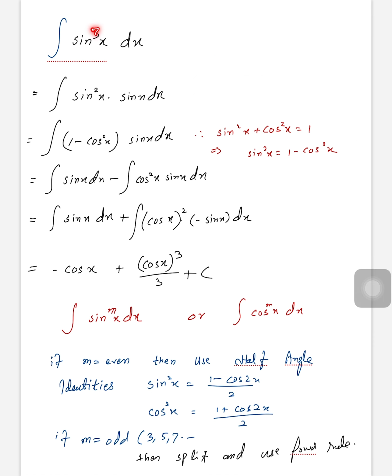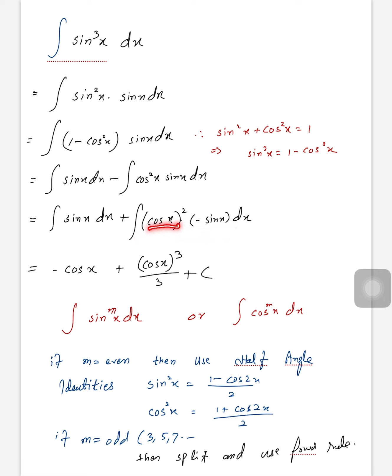Now if the power of sine is odd, what will you do? You will split this sine in two parts, sine square x times sine x dx. Then we can write sine square x as 1 minus cos square x, into sine x dx. Now there are two things. After this we can solve this integration directly by multiplying these things: integration of sin x dx minus integration of cos square x into sin x dx, and then taking its integration. So the integral of sin x is minus cos x, and here we will use the power rule of integration.